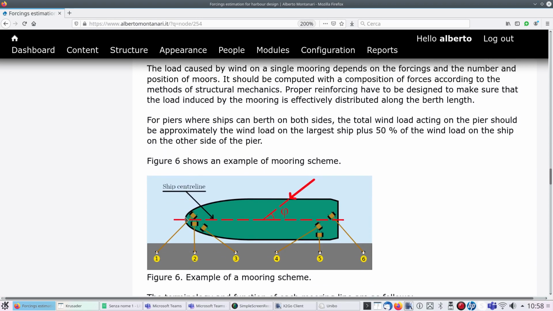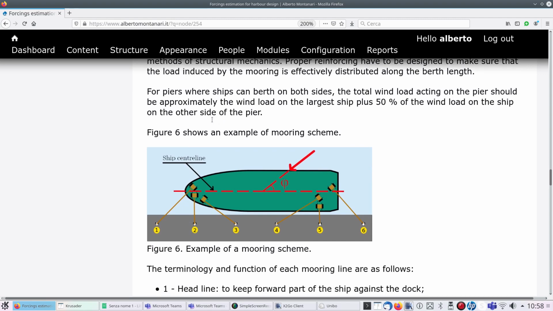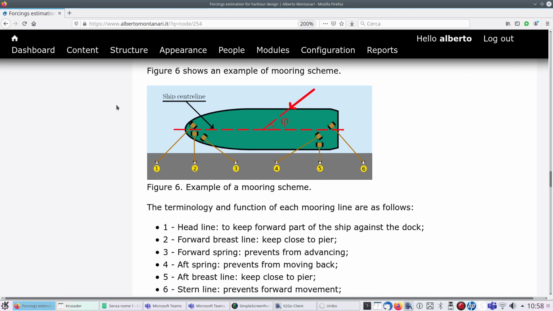Okay, so let's have a look at this mooring scheme here. First of all, I think it is interesting that you look at the terminology. Usually, a ship, when it's moored, should be moored in a way that doesn't allow any movement of the ship. So we use a series of ropes. As you know, if you look at how ships are docking, you see that they fix a series of ropes in order to fully moor the ship to the berth.